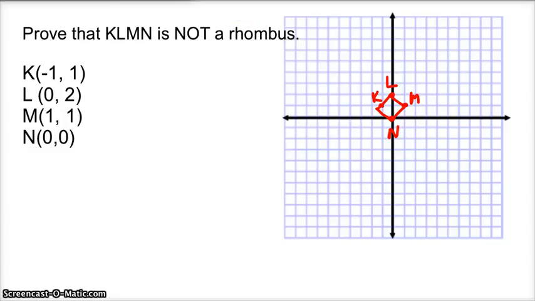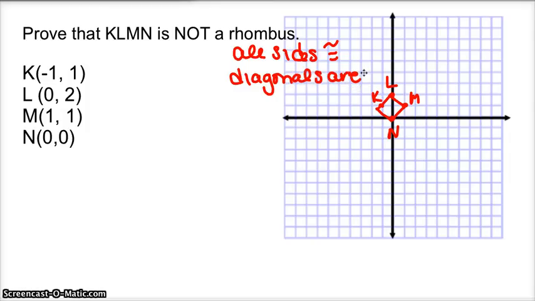So thinking about the properties, a rhombus has all sides congruent. The rhombus has opposite sides parallel. The rhombus has, let's see, what are some other key features of a rhombus? Oh, the diagonals are not congruent in a rhombus. I think this is going to be the key here, because if we can prove that the diagonals are congruent, then it's not going to be a rhombus.